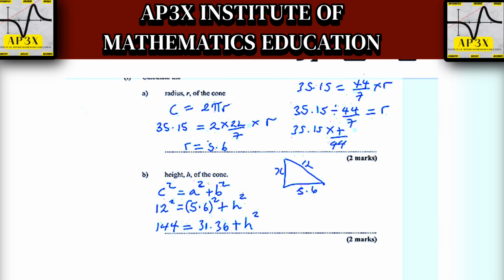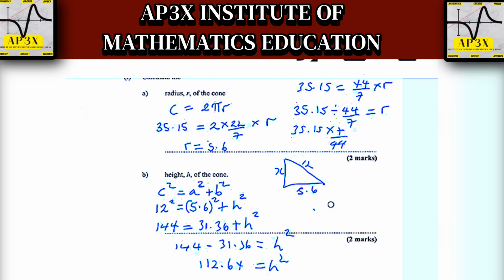Okay, so subtracting 31.36 from both sides, that's 144 minus 31.36. So let's just write that down: 144 minus 31.36 is equal to h squared. Therefore subtracting 144 minus 31.36, that's 112.64, and that's equal to h squared.